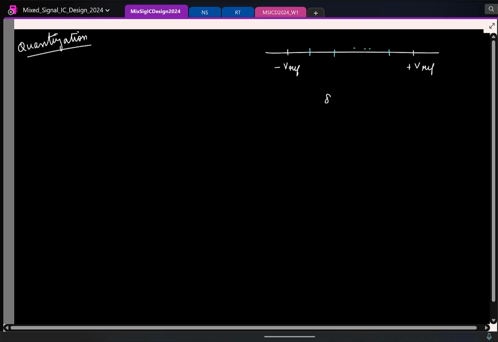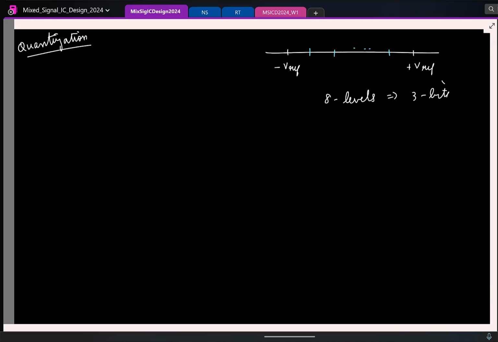If we have 8 levels, how many bits do you think we need to represent this? 3 bits, I'm sure everyone knows. Similarly, if you have n bits, that means 2 power n levels, right? Hopefully that is clear. So let's look at this input-output characteristic in a bit more detail.